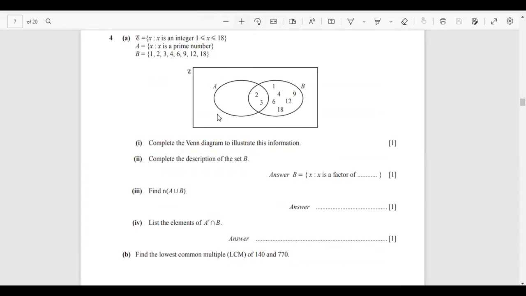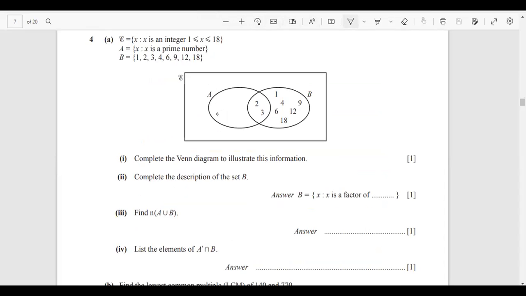Okay, so yesterday we were done with the first two parts of this question. We had to complete the Venn diagram. So A had all the prime numbers. Let's take the prime numbers again between 1 and 18: 2, 3, 5, 7, 11, 13, 17. Okay. So 2, 3 were written, 5, 7, 11, 13, and 17. Other than A and B, we need to look for the other missing elements that are there in the entire universal set.